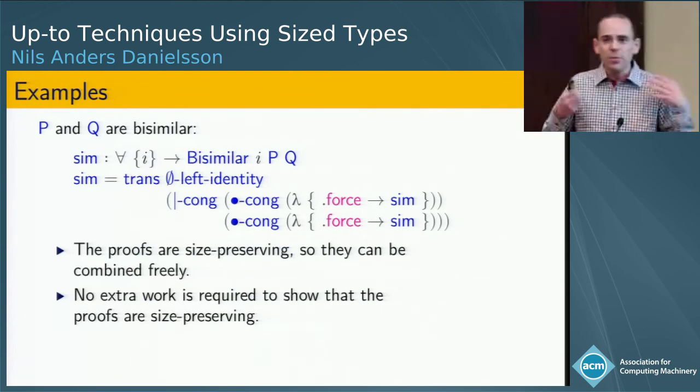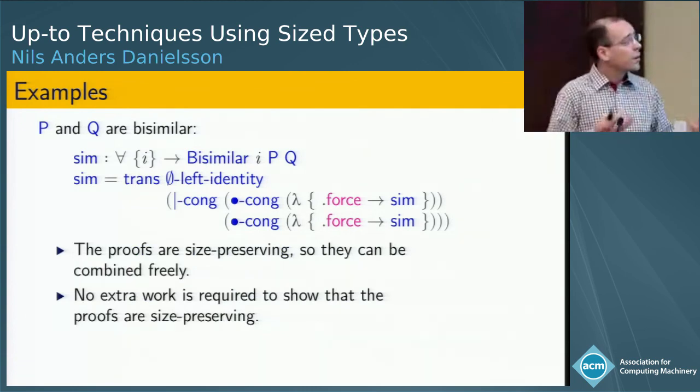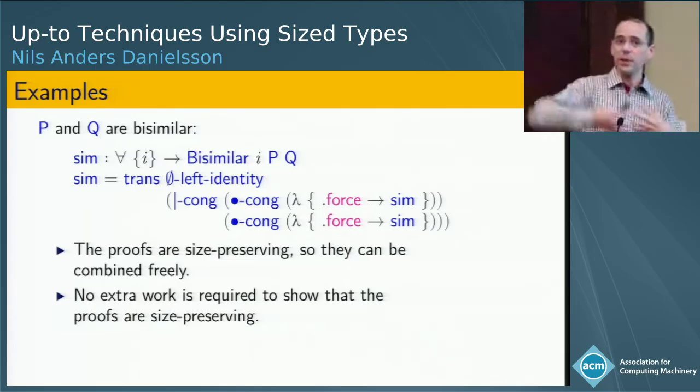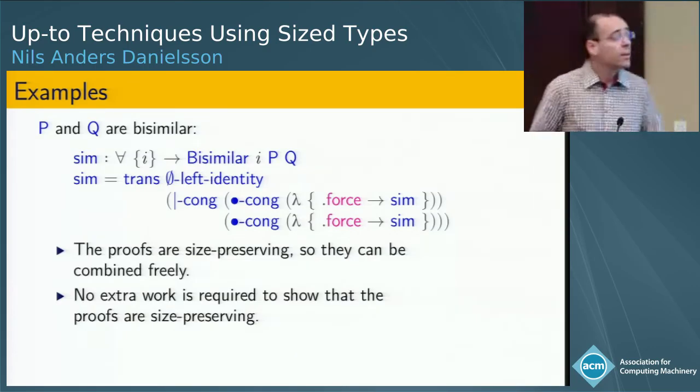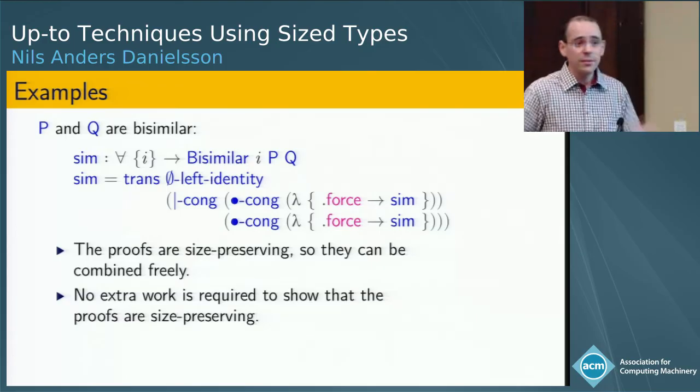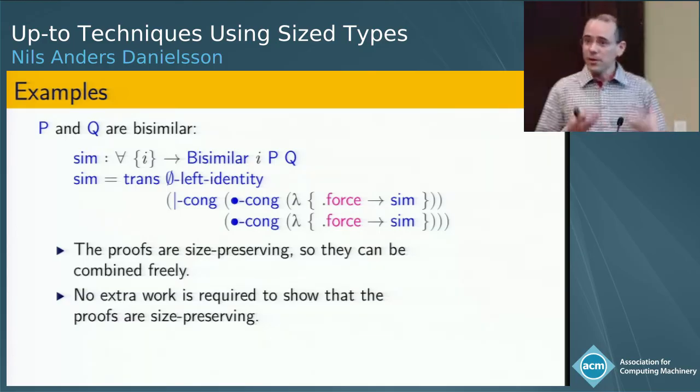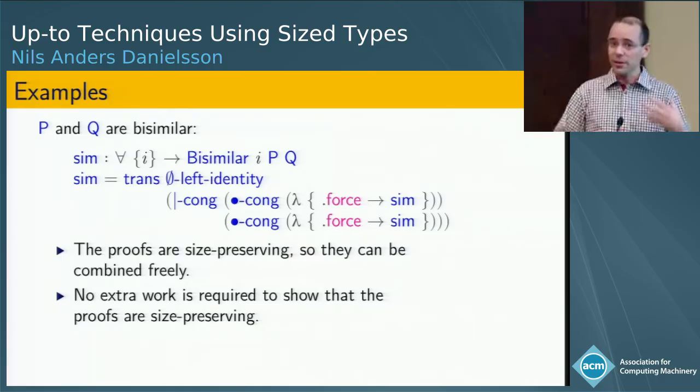And in both of these cases, these proofs are size preserving, so we can combine them in any way we want, as long as the types make sense. So these sort of up to techniques that we get here are compositional in that sense. We can combine them.